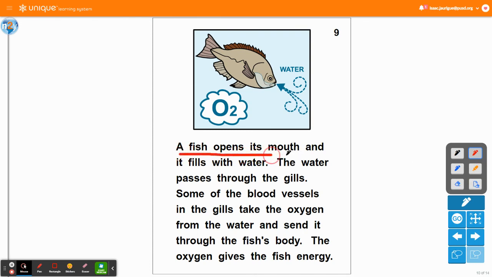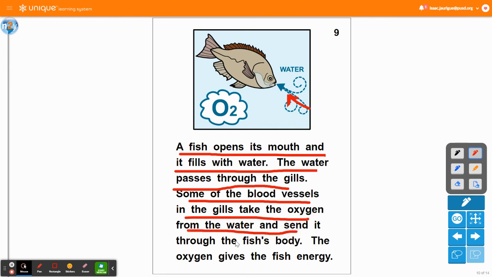A fish opens its mouth and it fills with water. The water passes through the gills. Some of the blood vessels in the gills take oxygen from the water and send it through the fish's body. The oxygen gives the fish energy. Where does a fish get oxygen? From the water.